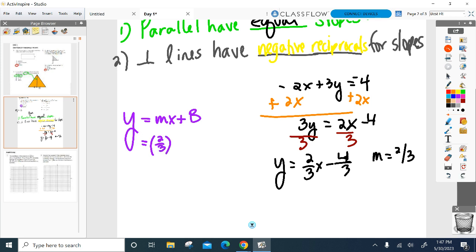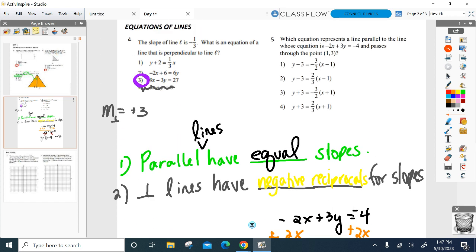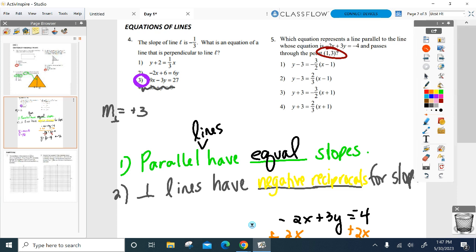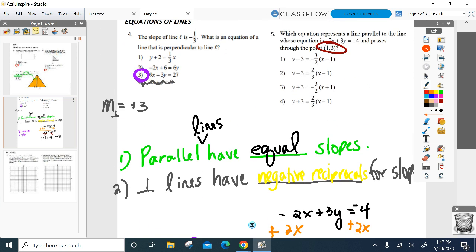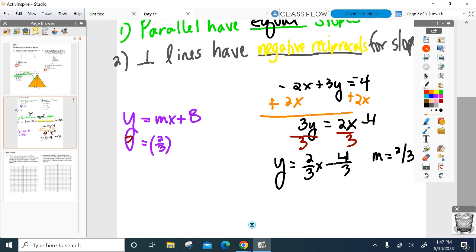Back up to the beginning of the problem. That's why they tell you it has to go through this point, (1, 3). There's your x and y. Whatever point it goes through, that's what I'm plugging in for y and x and solving for b. So 3 equals 2/3 times 1 plus b.